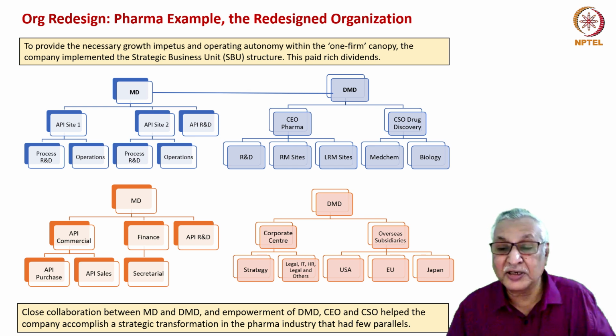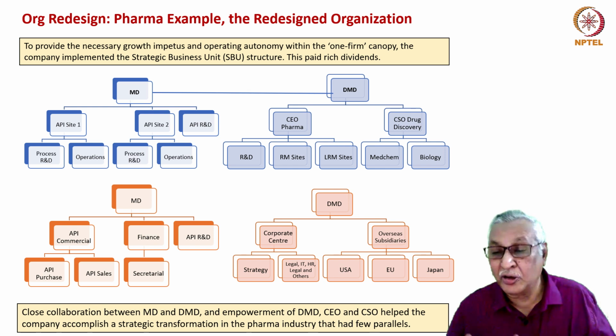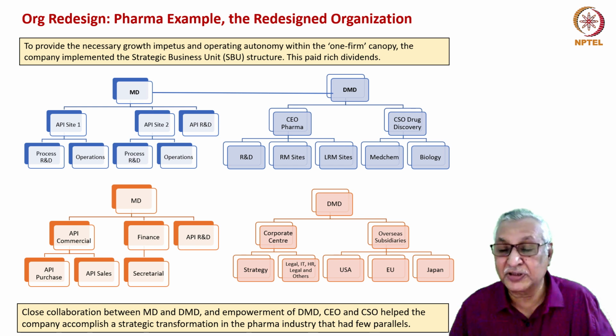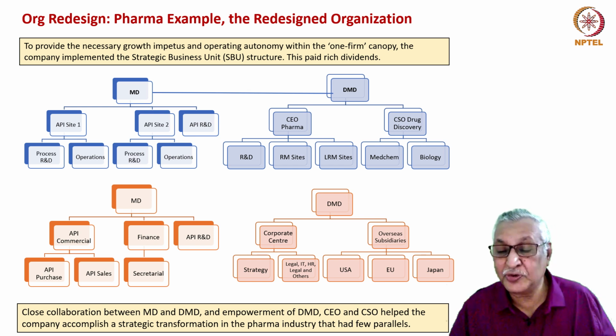The deputy managing director, in terms of the corporate functions, looked at the corporate center, which had strategy, legal, IT, HR, and others under the belt, and also the overseas subsidiaries such as the USA, EU, and Japan subsidiary. Close collaboration between MD and DMD and empowerment of DMD, CEO, and CSO helped the company accomplish a strategic transformation in the pharma industry that had few parallels.